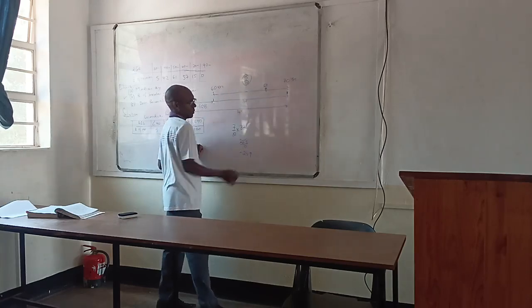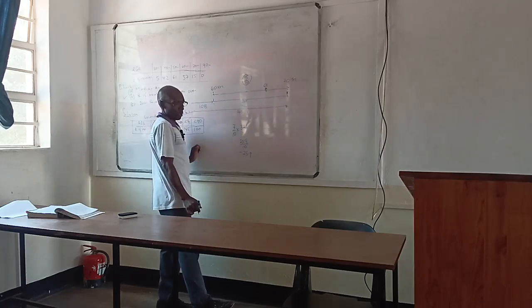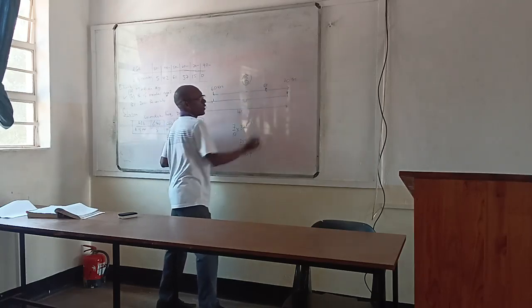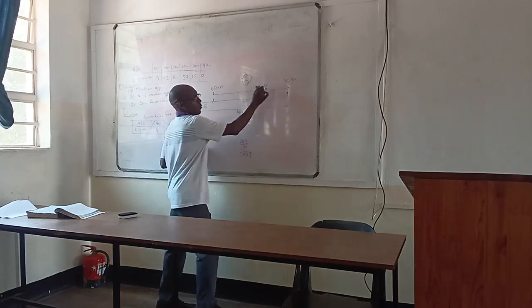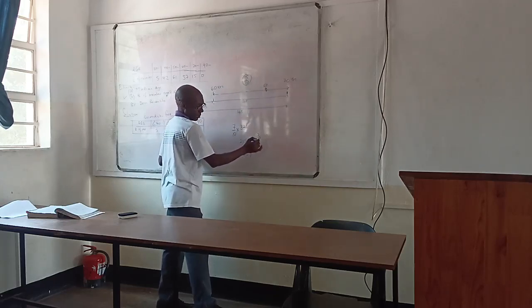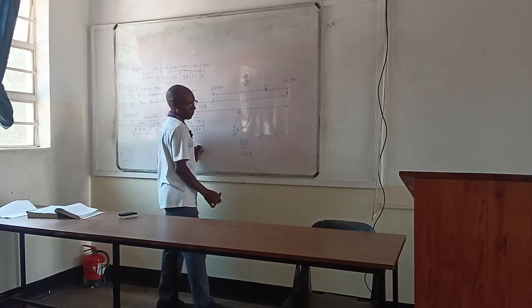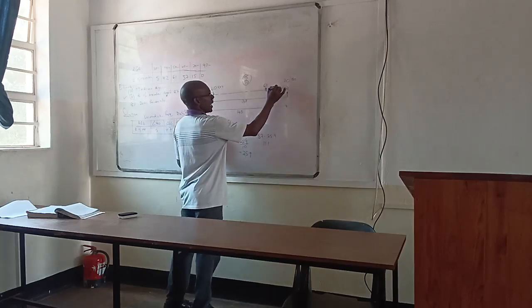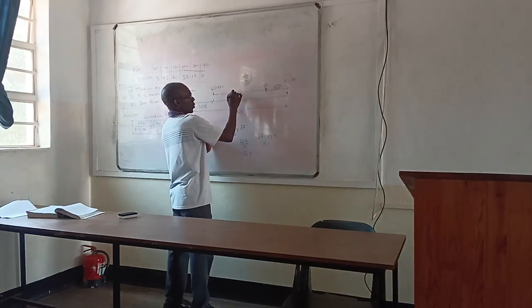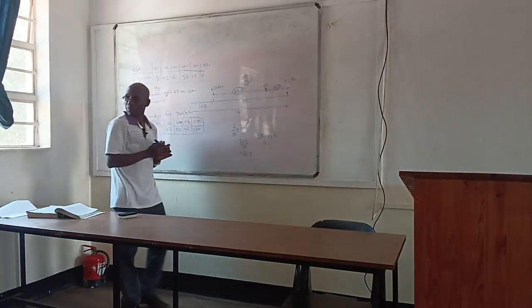But from here to here it is 37. From here to here it is 25.9. What will be from here to here? 37 minus 25.9. What is that? 11.1. Therefore, if this is 11.1 plus this one, which was 25.9, when you add the two, what is it giving you? That's the 37.